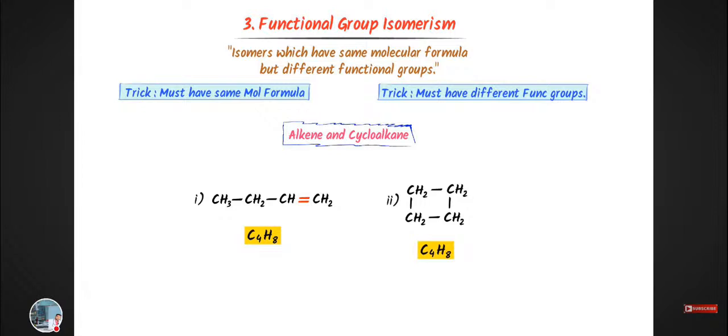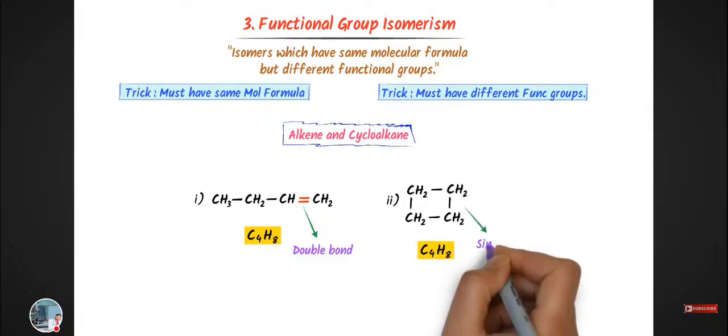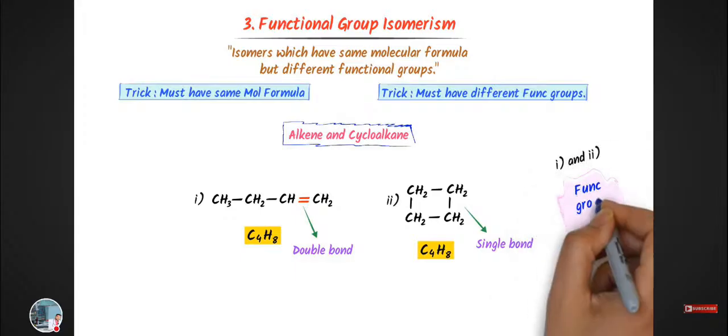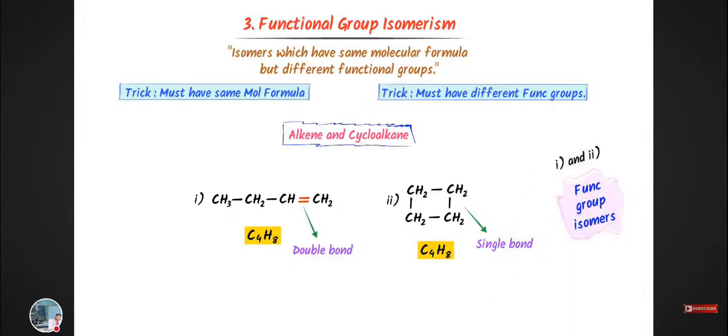Secondly, the functional group of alkene is double bond and that of cycloalkane is single bond. Both the conditions are fulfilled. Thus, this alkene and this cycloalkane are functional group isomers of each other.